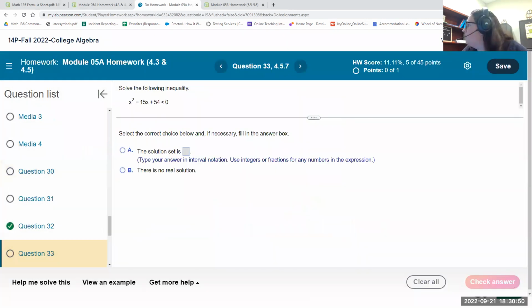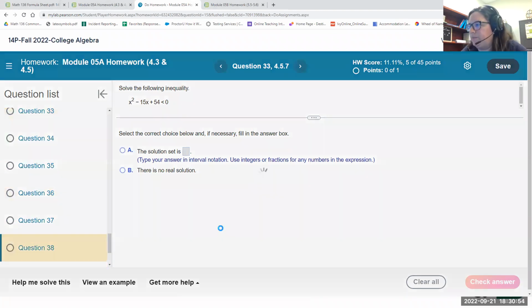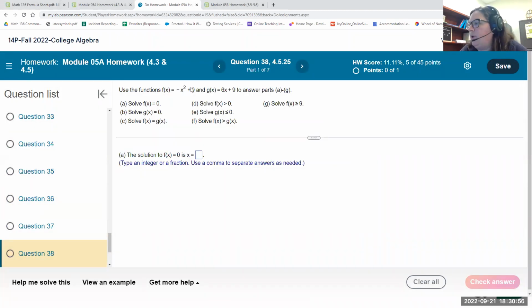So then I want to look at number 38. And here we have 2 functions, but we're not looking at the graph. We're just given the functions and given a bunch of different inequalities to look at. So I'm going to do this general process because this is going to apply also to section 5.5. So the process is this.